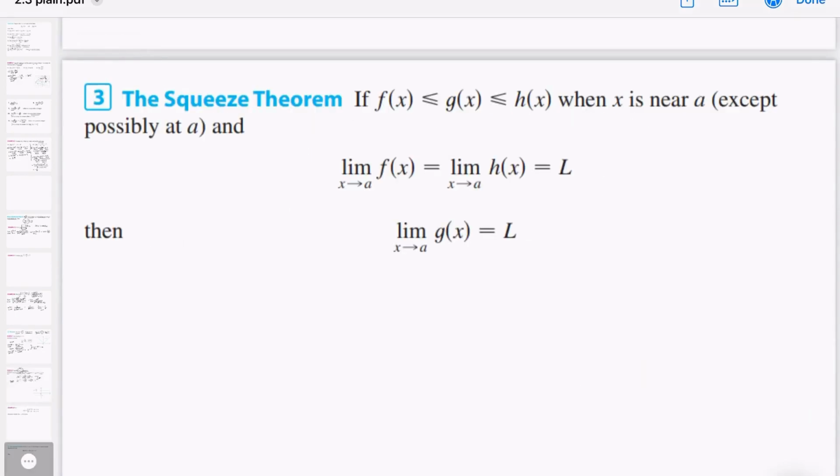Here we have a really important theorem, which is the squeeze theorem, sometimes called the sandwich theorem. It says that if the function g is squeezed between function f and function h near a, and if the functions f and h have the same limit as x goes to a, then the function g is forced to have the same limit L as x goes to a.